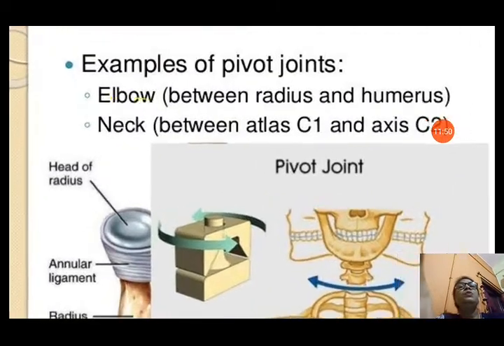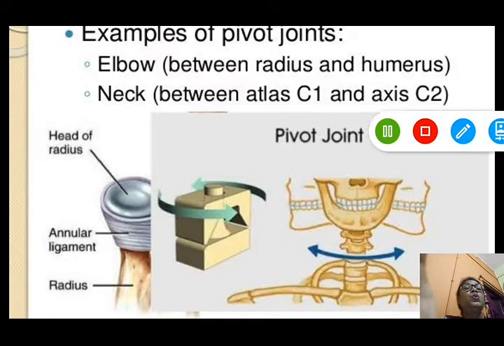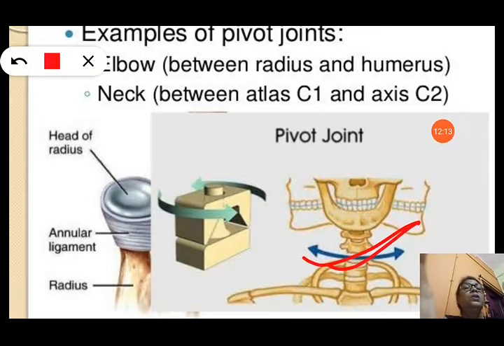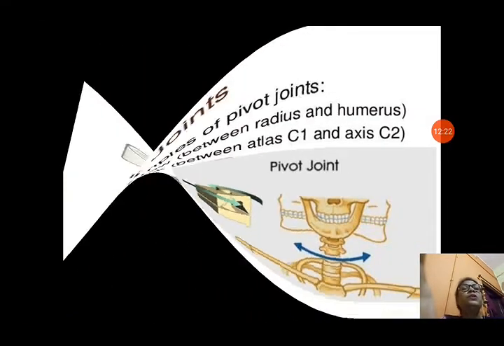You can see examples of pivot joint: elbow between the radius and humerus, and neck between the atlas C1 and axis, that means two vertebrae, and your neck region, that is head. You can see in this picture also, head is moving with the vertebrae, it is joined. In this picture it is shown as pivot joint. So the skull is resting over these two vertebrae, and it is moving over those two vertebrae. This type of joint is pivot joint.